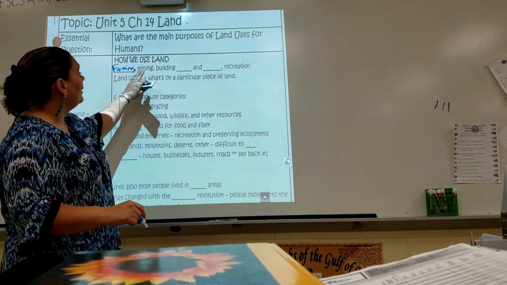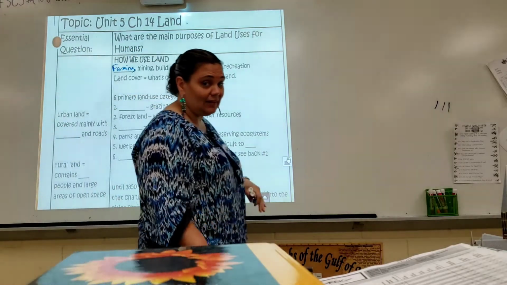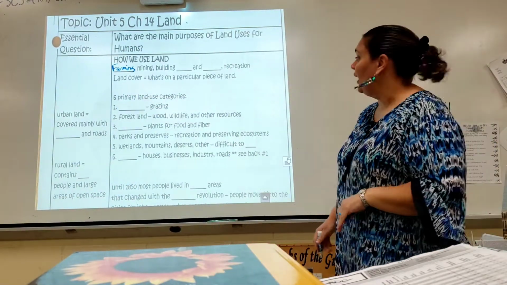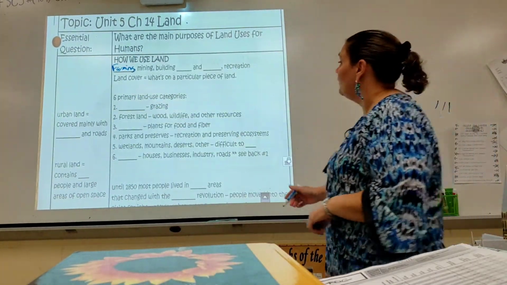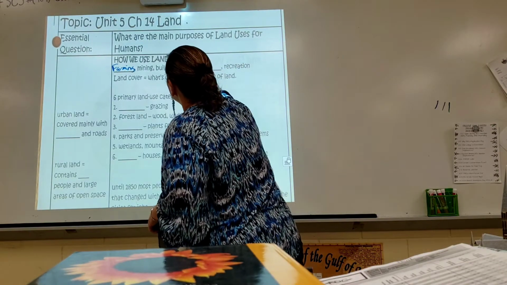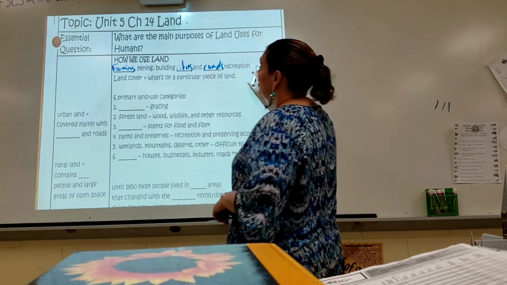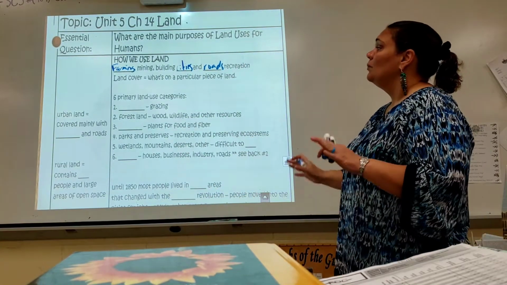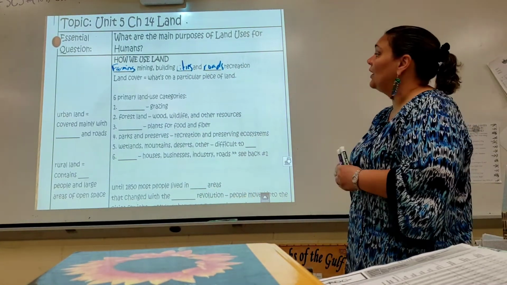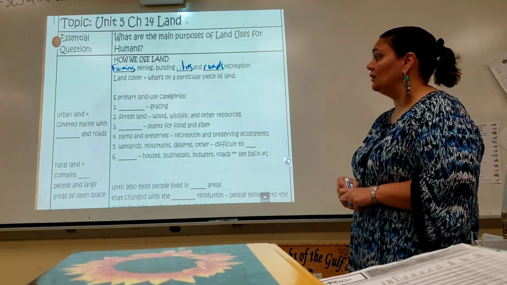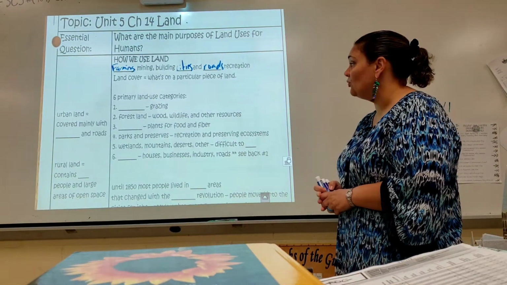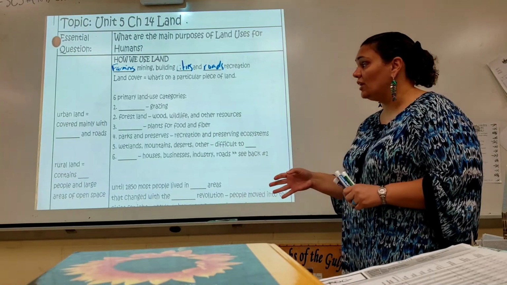So we got farming, mining, building. Any other ideas? We've got cities, obviously, building cities, and roads, recreation. So all that put together, those are some of the main uses, all right? So we've got land cover. What's a particular piece of land? What's on it, all right? What are we using it for?